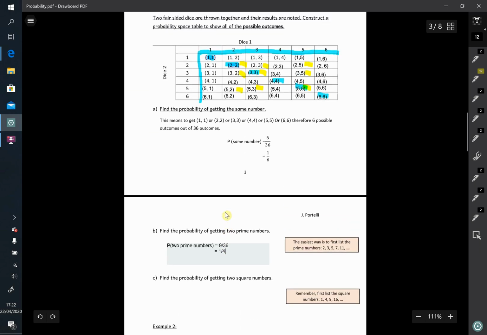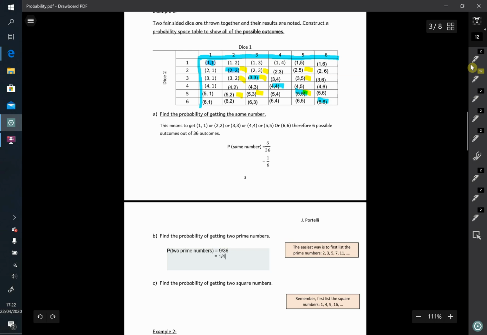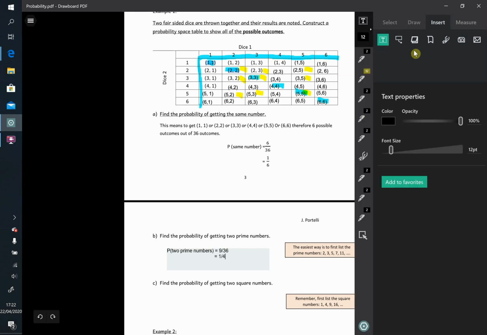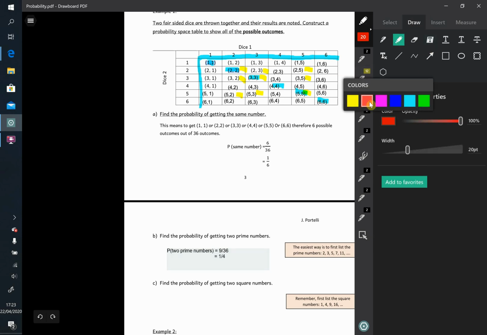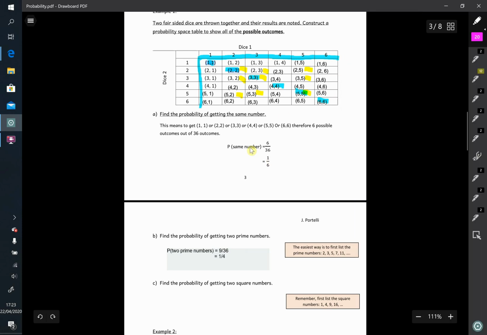So let's have a look at where my 2 square numbers are. We're going to highlight them. Let me use red or pink. Let's use pink, guys. Okay, let's put this away. So we need 2 square numbers.